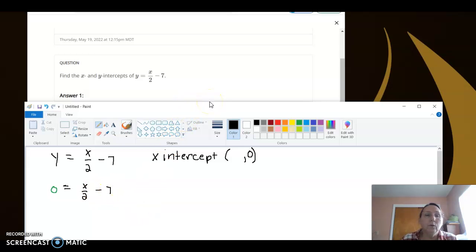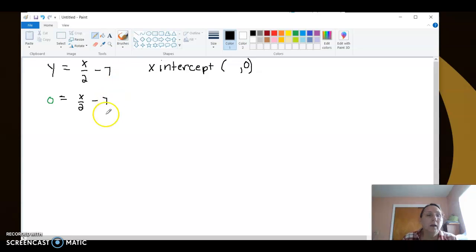And then to clear that fraction out of there, I'm going to multiply everything by 2. So 2 times 0 is still going to be 0. Here the 2's are going to cancel out, so it's just going to be plain x. And then we're going to have minus 7 times 2, which is minus 14. Now that we cleared that 2 out of there, that makes this equation a little bit easier. So all I have to do to get my x by itself is to add 14 to both sides. And then we have 16 equals x. So that's going to be my x-intercept.